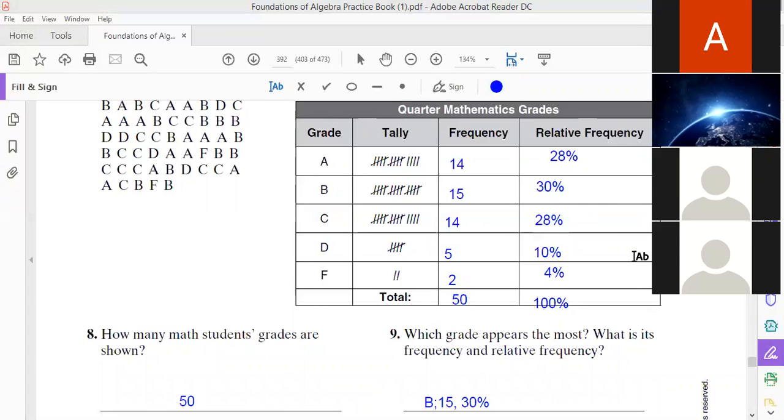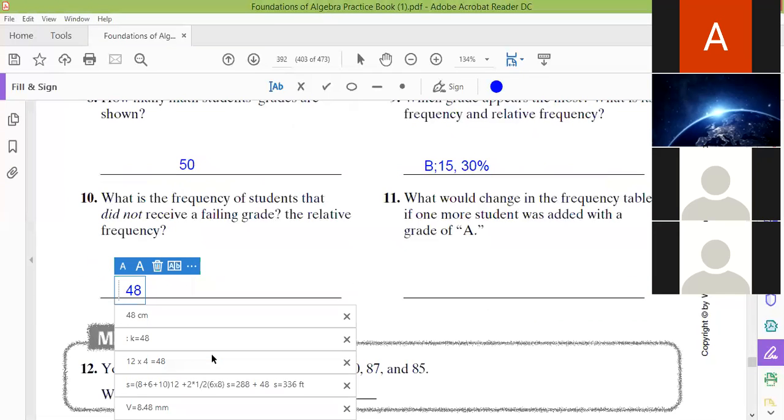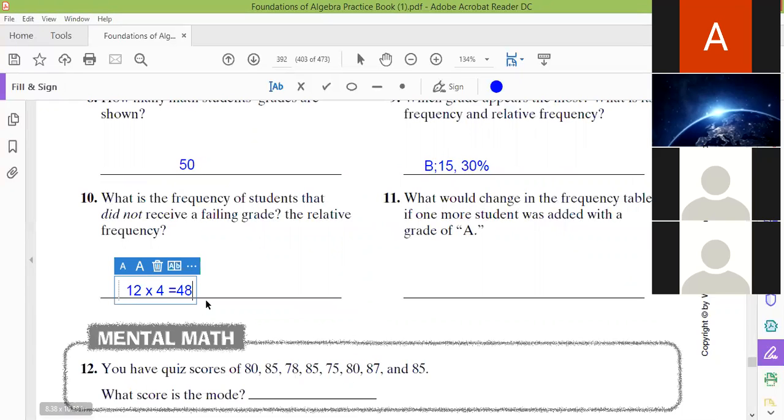Yes. Not 5. Who did not receive? Total are 50. And 2 students received failing grades. Then how many did not receive failing grades? 48. Okay, we must subtract the 2 from 50 to find the answer. 48, and now its relative frequency is 96%.